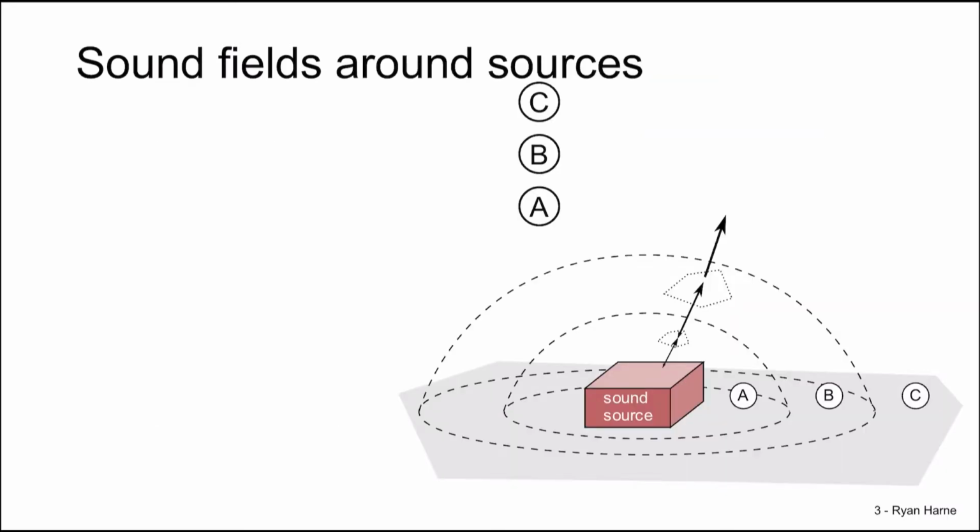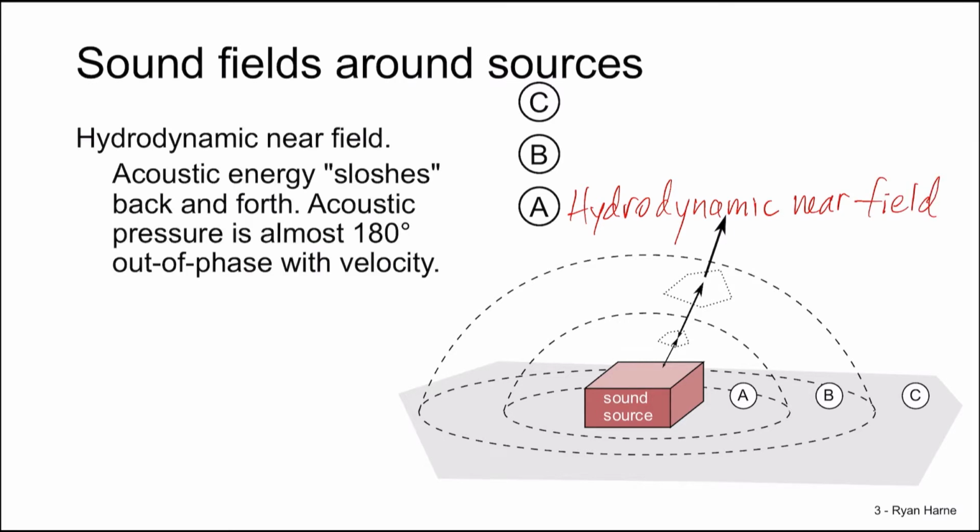Well, there are three sound fields around sources. A, the location nearest to the sound source, is called the hydrodynamic near field. The hydrodynamic near field is characterized by acoustic energy that sloshes back and forth. The acoustic pressure is almost exactly out of phase with particle velocity, and the specific acoustic impedance is purely complex.